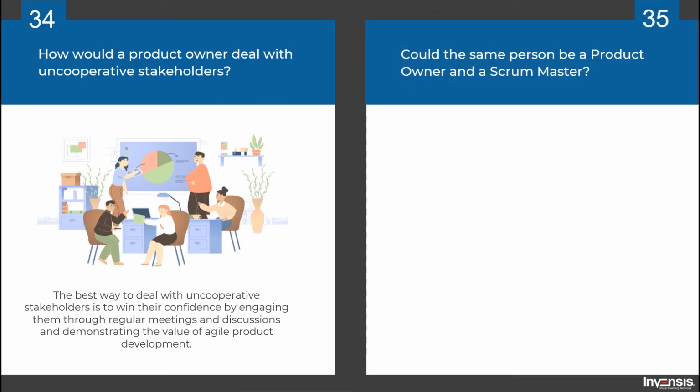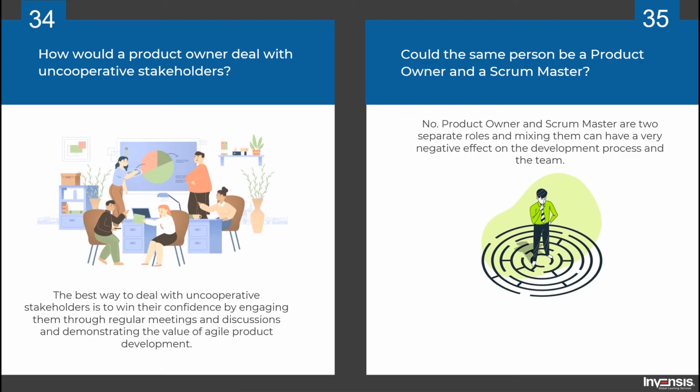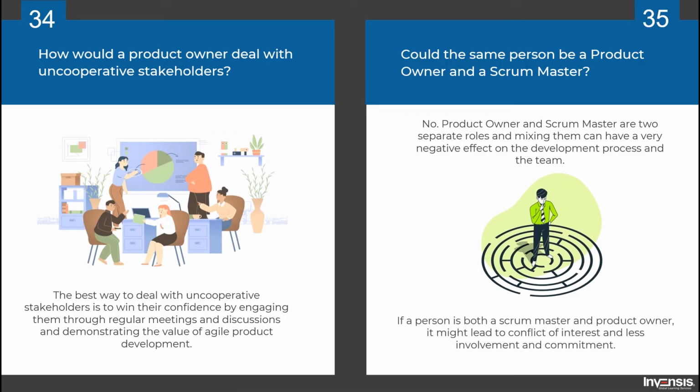Could the same person be a product owner and a Scrum Master? No. Product owner and Scrum Master are two separate roles, and mixing them can have a very negative effect on the development process. Both these roles require 100% commitment and involvement. Often, the Scrum Master might need to act as a mediator between the development team and the product owner when their goals start to diverge. In such a scenario, if the same person is acting as both, there will be a conflict of interest.